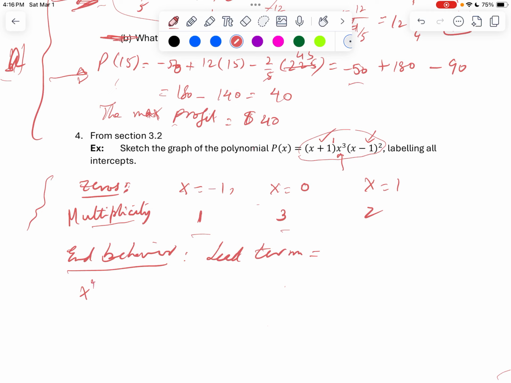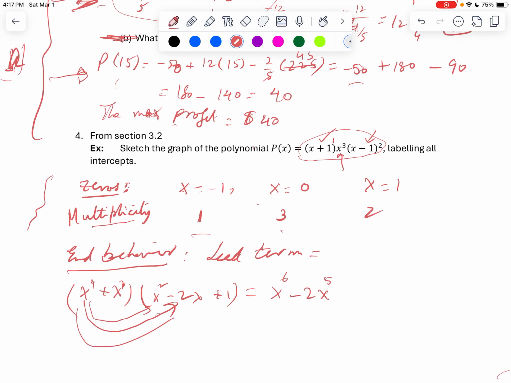So I get x to the 4 plus x cubed. And then x minus 1 whole squared is x squared minus 2x plus 1. Now we multiply these two expressions. So x to the 4 times x to the 2 gives me x to the 6. Then I multiply x to the 4 with minus 2x, so minus 2x to the 5. And then we multiply this with the last constant term, so we get plus x to the 4.